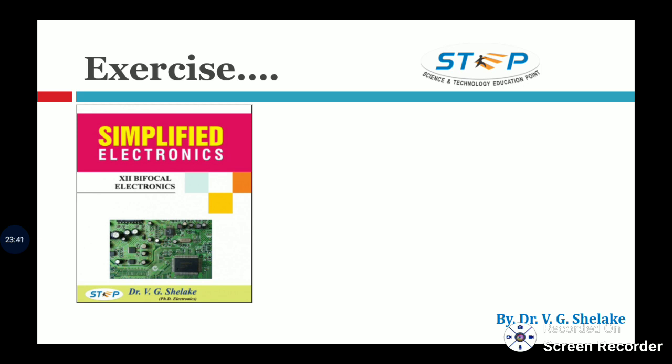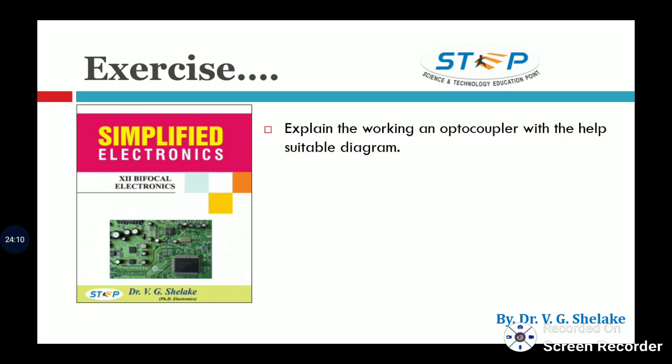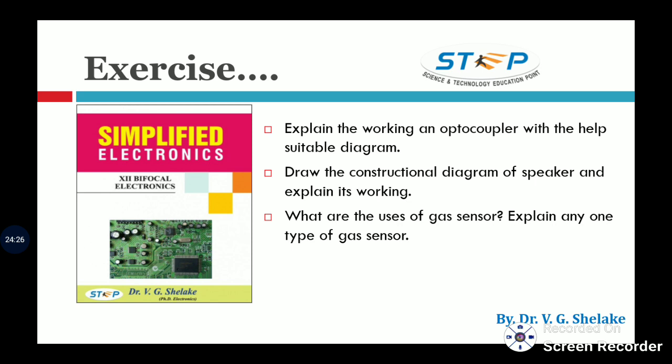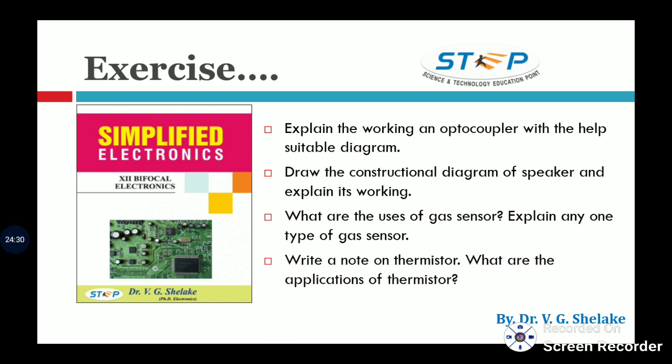If we move towards the exercise of this session, all the detailed answers you can get in our book, Simplified Electronics. It is covered with all the points required for your board examinations. Paper 1 and 2, both the parts are present in the same book. In this session we discussed the optocoupler. There may be the question: explain the working of an optocoupler with the help of a suitable diagram, for 3 marks. Draw the construction diagram of the speaker and explain its working. What are the uses of a gas sensor? Explain any one of the gas sensors. And next will be: write a note on thermistor. What are the applications of thermistor? All these answers you will get in the book.